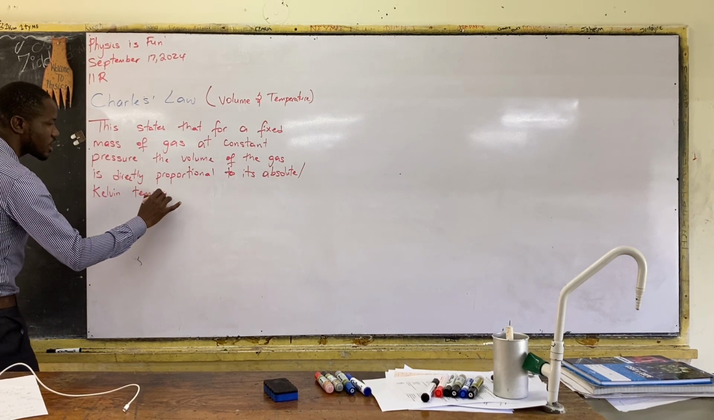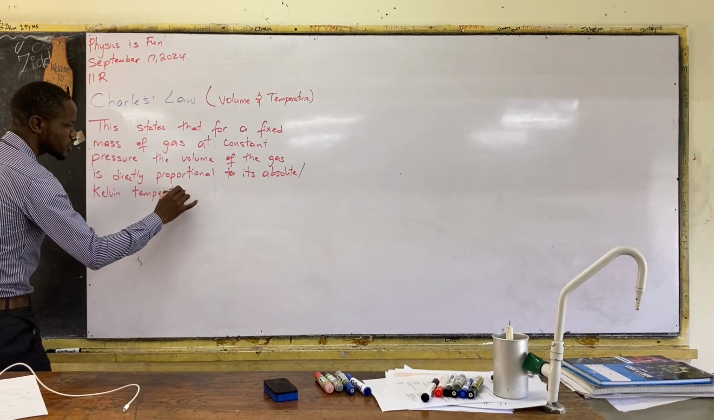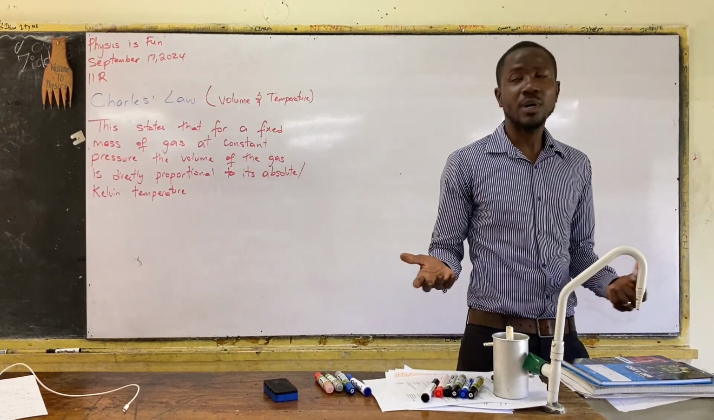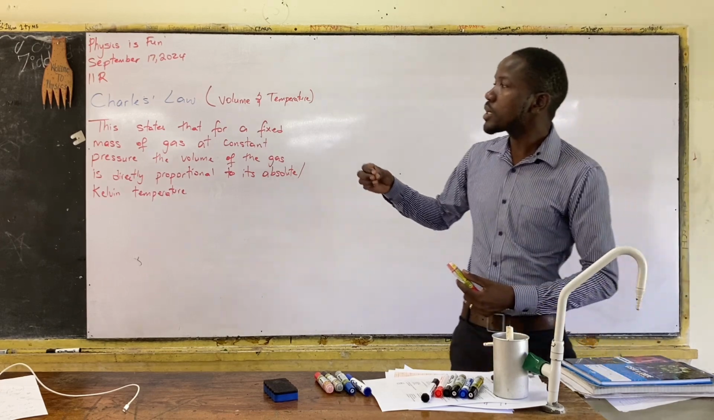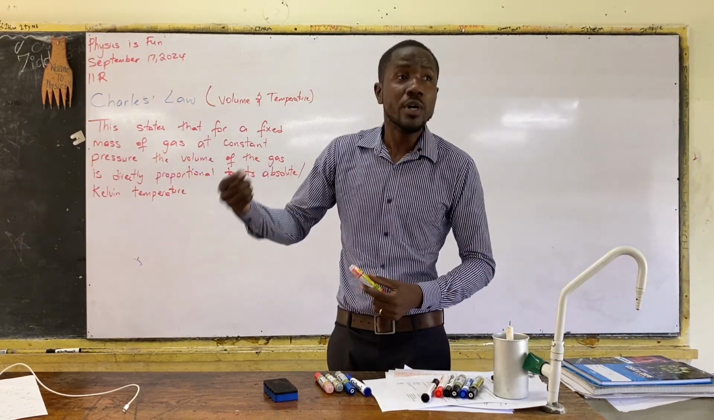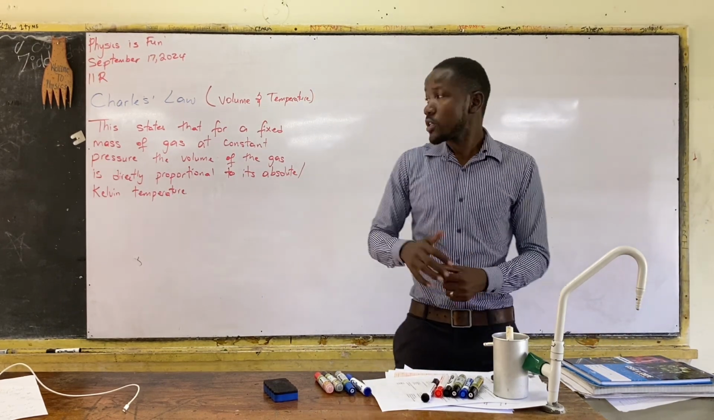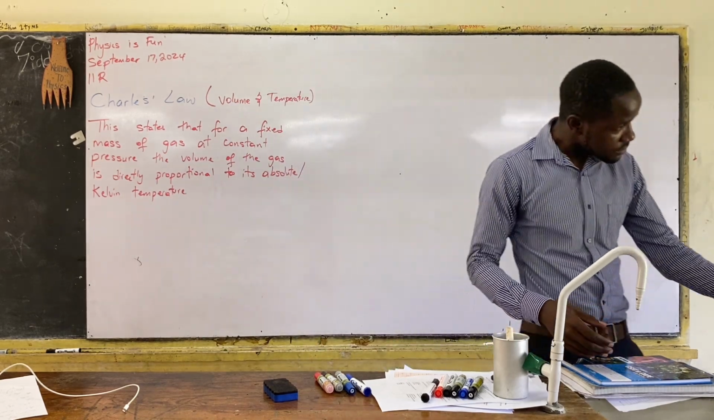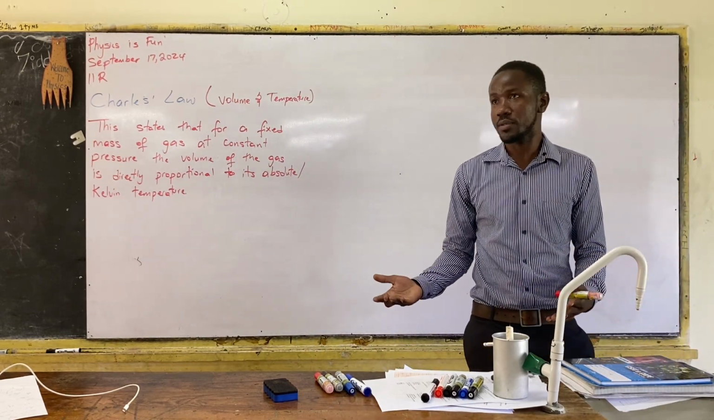Right, the absolute or the Kelvin temperature. So what does that mean if we say the Kelvin temperature? Remember again, we're doing physics, and when we give something a name, we always choose a name that is meaningful. So if we're talking about the Kelvin temperature, what does that mean? Temperature measured in Kelvin.